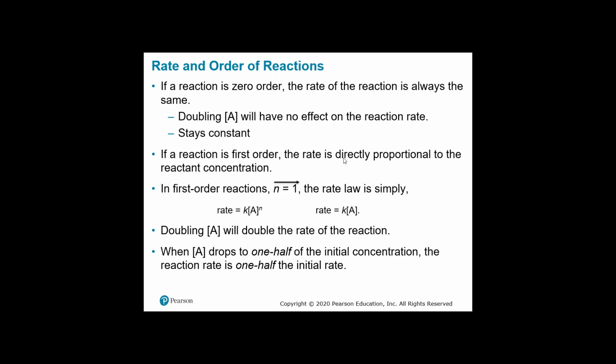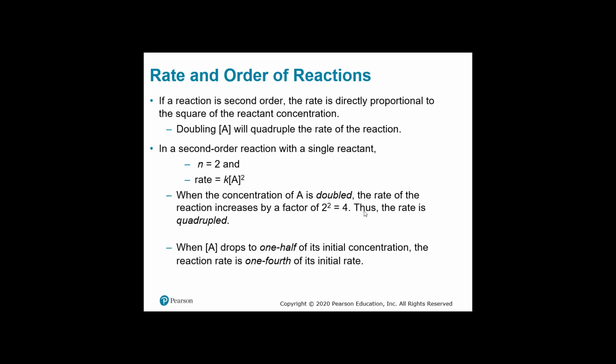So in first order reactions, n equals 1. If we had this rate law and we put a 1 here, you no longer see the 1, because we usually don't put 1s on anything. It's there as a default, but we don't write it. Doubling the concentration of A will double the rate of reaction, exactly as I said. Or if you decrease it by half, you're also going to decrease the initial rate. These are initial rates that we're looking at, not the rate throughout the reaction, but the initial rate.